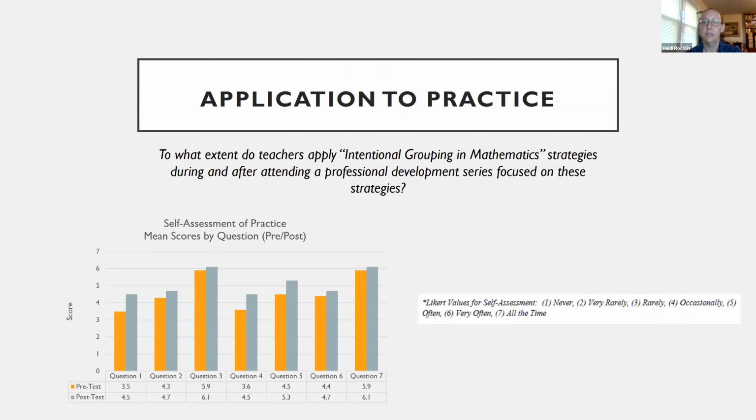The results of the self-assessment of practice, pre and post test scores, are shown here. As you can see, participants grew in their application and practice across each question. At this point, seeing that there did seem to be a significant change in teachers' application to practice, I calculated the effect size using Cohen's d. These results brought me to the following conclusion.